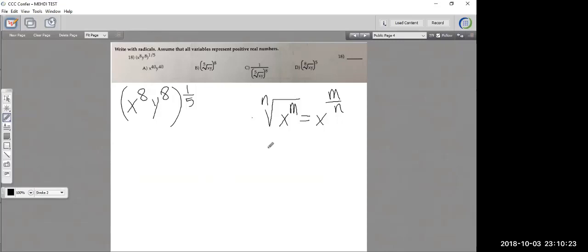So another one is that you need to know this can also be written as the nth root of x, and then raised to the power of m. This would be the same thing as x to the power of m over n. So you may want to write these two formulas somewhere. And that's basically what we're going to use here.